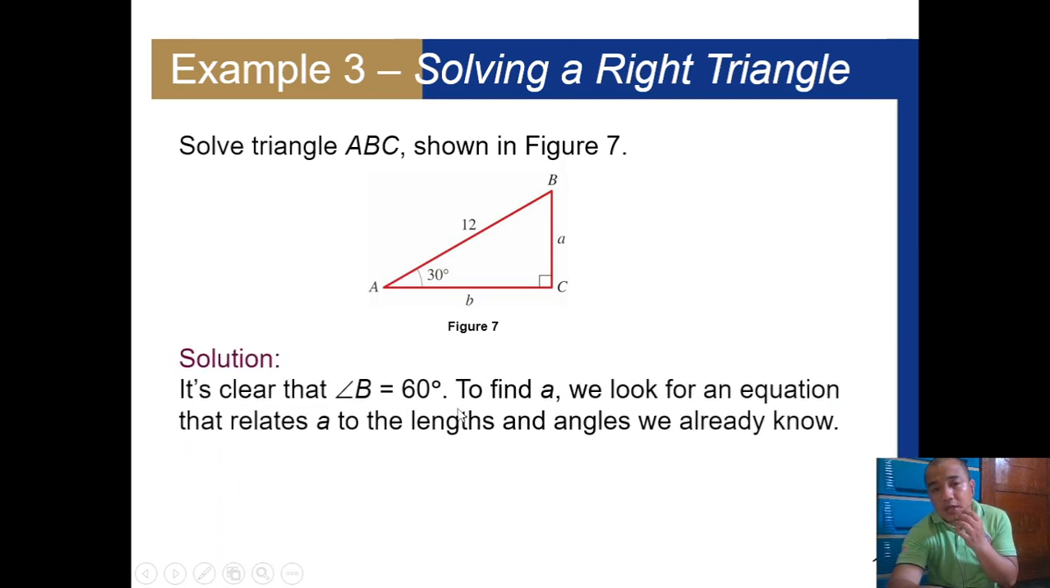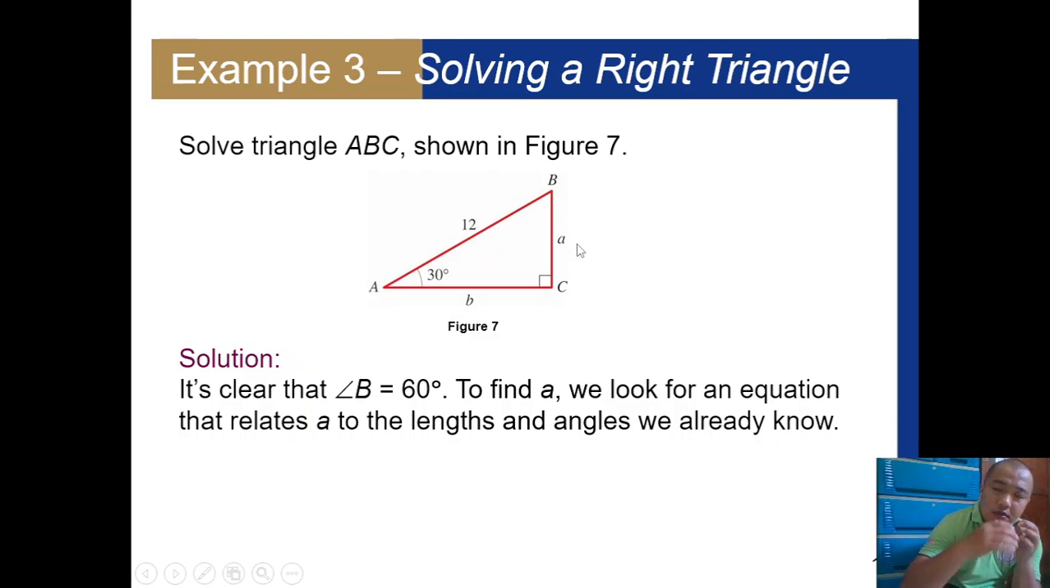So it's clear that angle B is 60 degrees. Where did we get that? The sum of the three angles of any triangle is 180 degrees. So if this is 90 degrees, this is 30 degrees, it's already 120 degrees. So 180 degrees minus 120 is 60 degrees. So angle B is 60 degrees. So this right triangle is a special triangle, which is a 30-60-90 triangle, right?